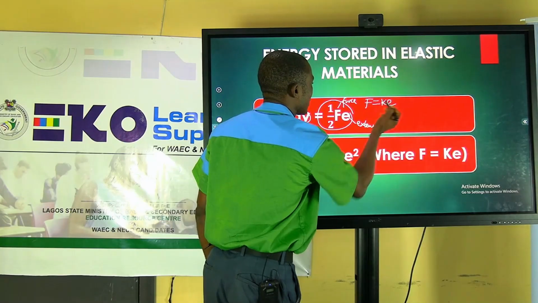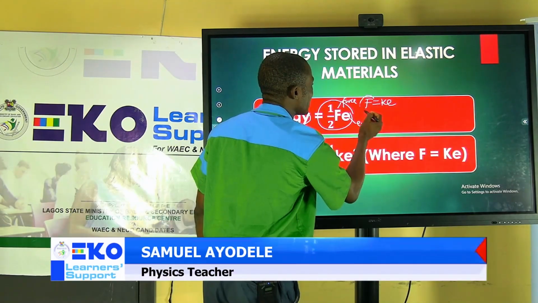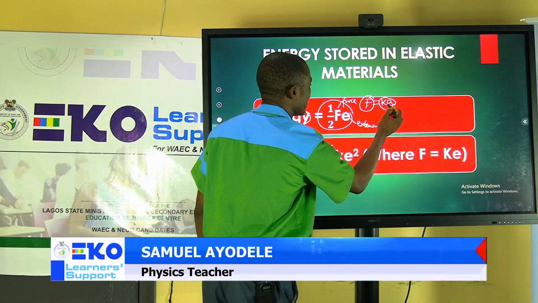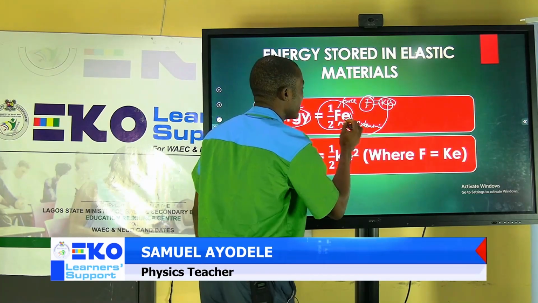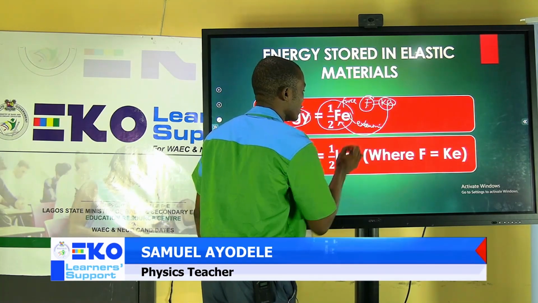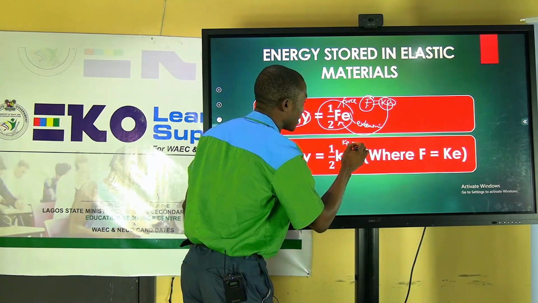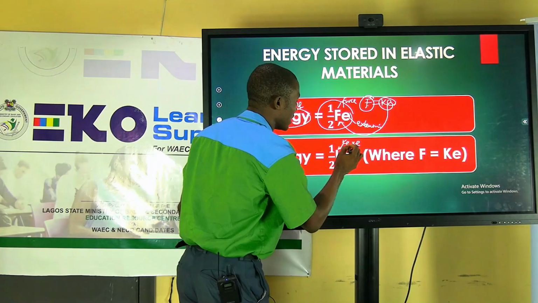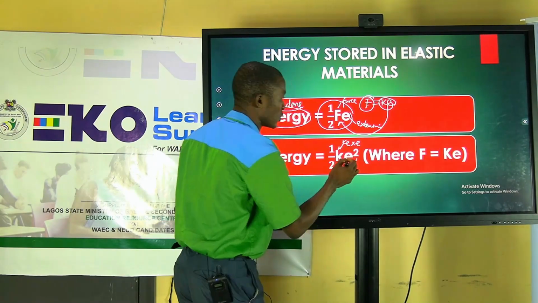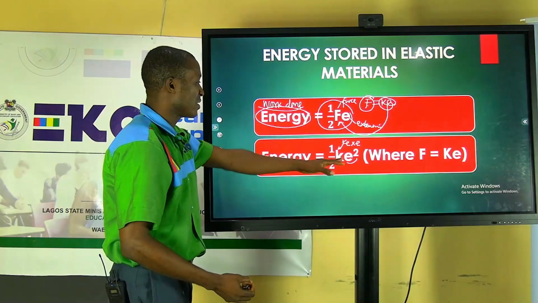So F equals KE. If you replace the value of F with KE, you are going to have KE times E, which means K remains, then E multiplying E will give you E squared. So that's where we got this from.